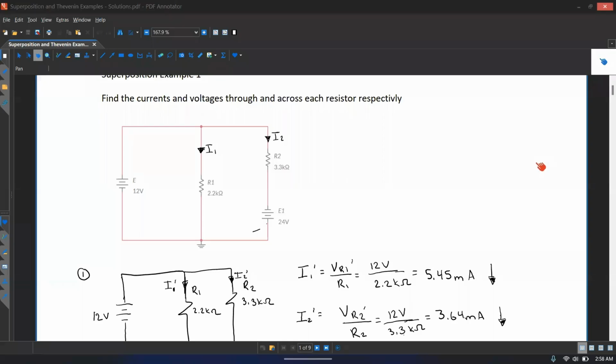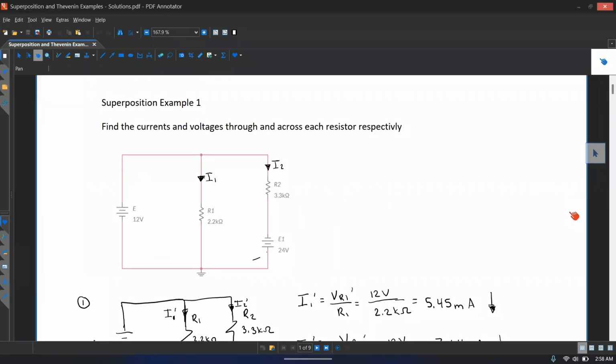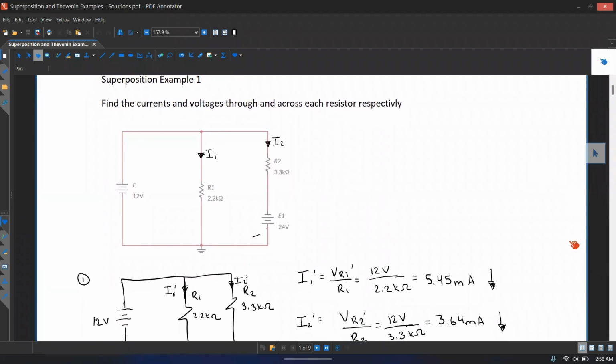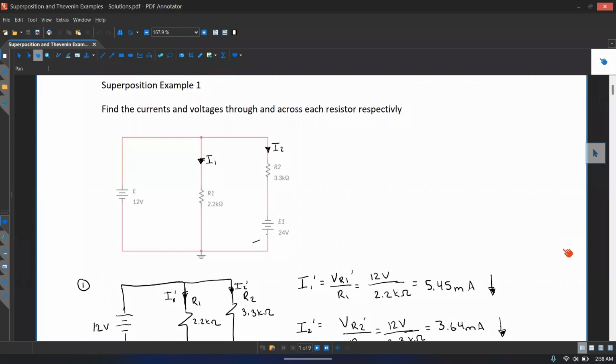All right, class, let's take a look at some examples, superposition, and also finding the Thevenin equivalent circuit. So I got four examples, two of which I'm going to talk about superposition, and the last two we'll get into some examples for Thevenin.